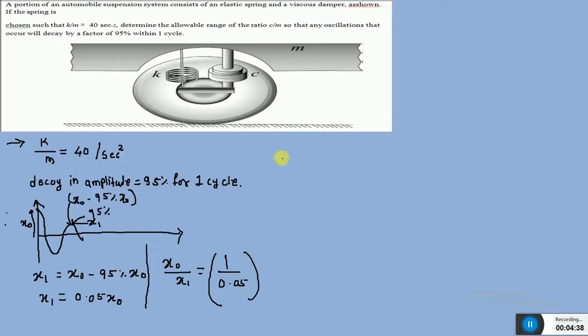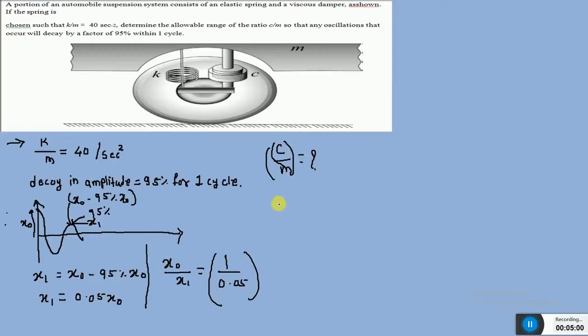Okay, so what is to be determined in the problem? We want to determine the ratio C by M. C means damping coefficient and M is the mass. We have to just determine this ratio C by M. So we will first find out the delta value, that is the logarithmic decrement.